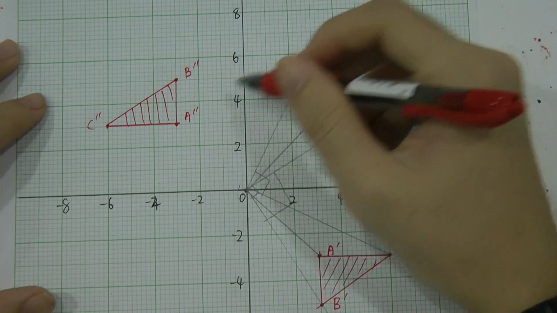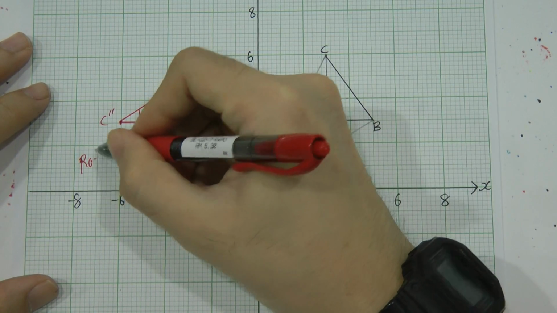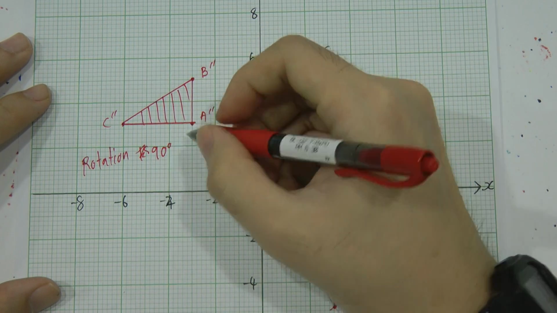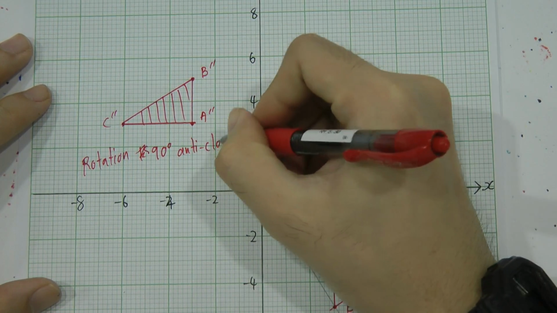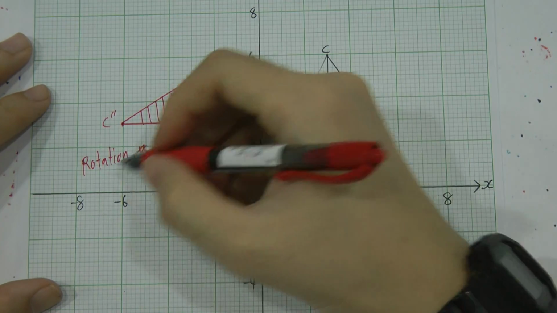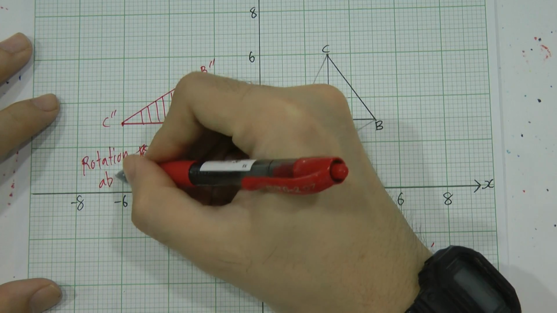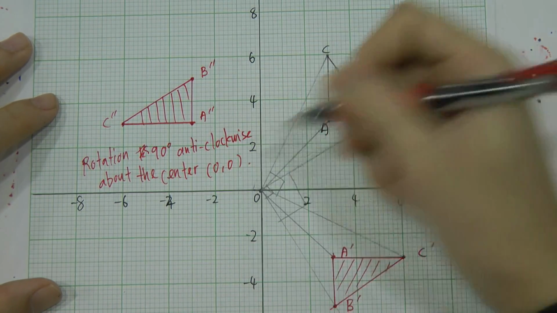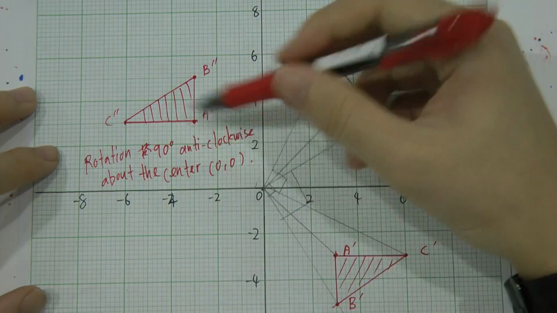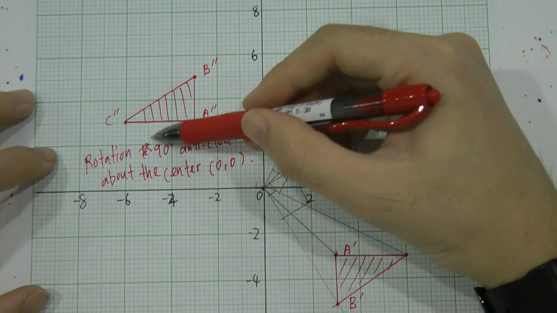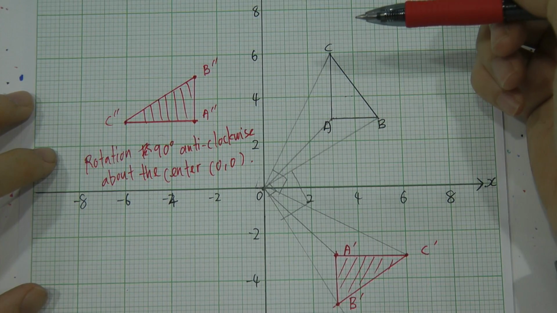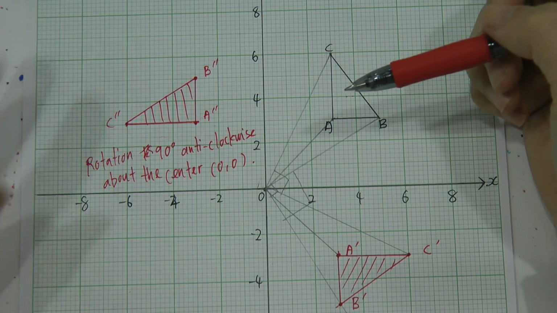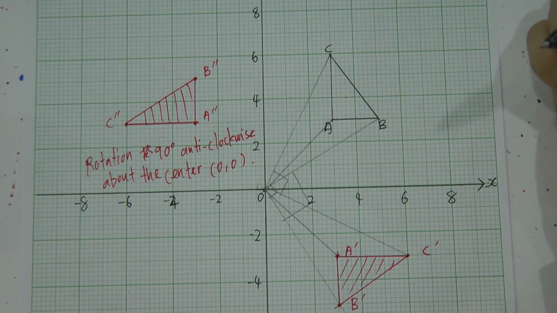Alright, so the full description is very easy, you just write rotation 90 degrees anti-clockwise about the center 0, 0. Okay, so this is the full description. And inside a full description, you must mention the degree, direction, and center point. If you got the full description, you got 2 marks in your paper 2.